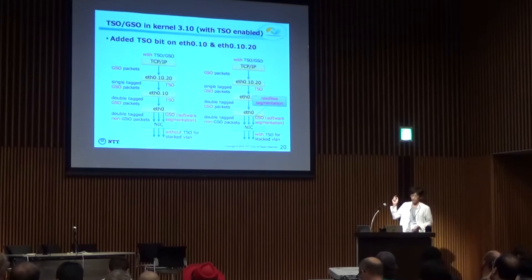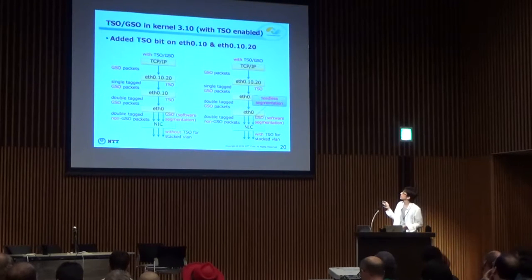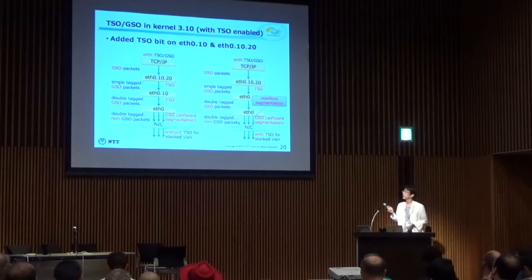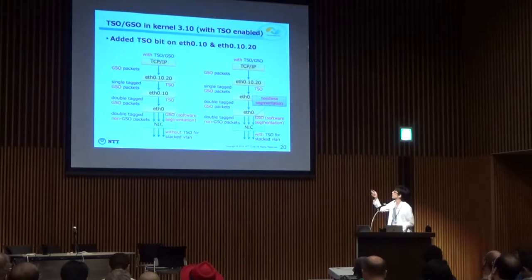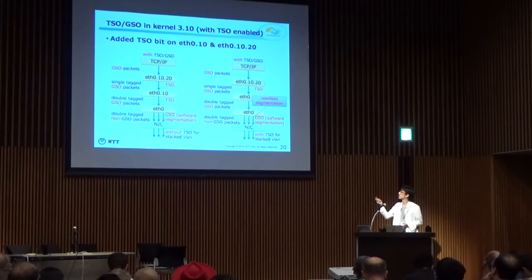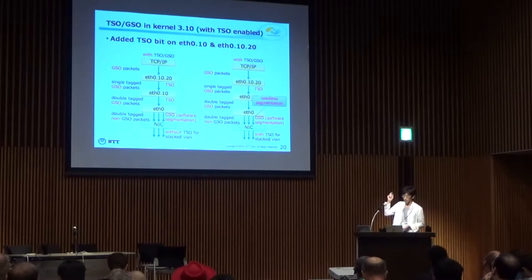And simply adding the TSO bit to the VLAN device and the stacked VLAN device results in this figure. So GSO will be performed, but it is always performed. So even if the device can perform TSO for stacked VLAN, GSO is performed.